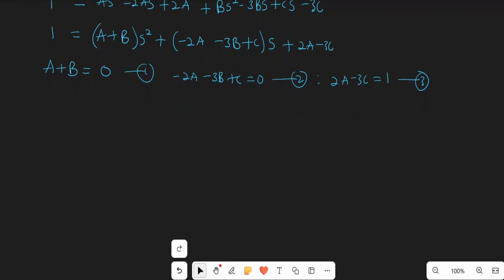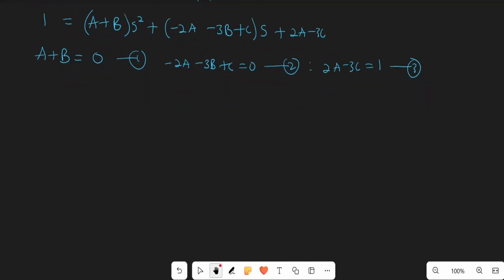Solving these three equations simultaneously to find A, B, C. So now let's do that. We are going to solve this one in a different color. So A is equal to negative B from equation 1. So if A is equal to negative B, guess what? We can plug that into equation 2 and equation 3.